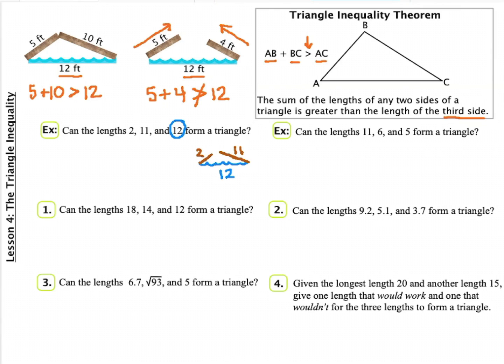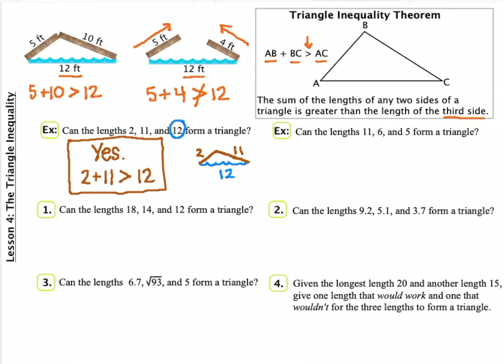Well, 2 plus 11 is 13. So I think that they would reach all the way across. They would just barely meet, right? But it would make a little triangle. So my answer to this one is going to be yes. But then I'm also going to have you give an explanation. And the explanation that I want to see is about those 2 shorter lengths adding together to be greater than that third side. So a complete answer will have a yes or no, and it will have an inequality.